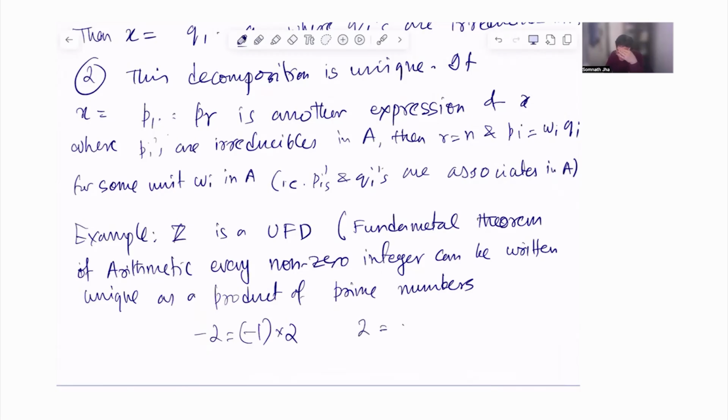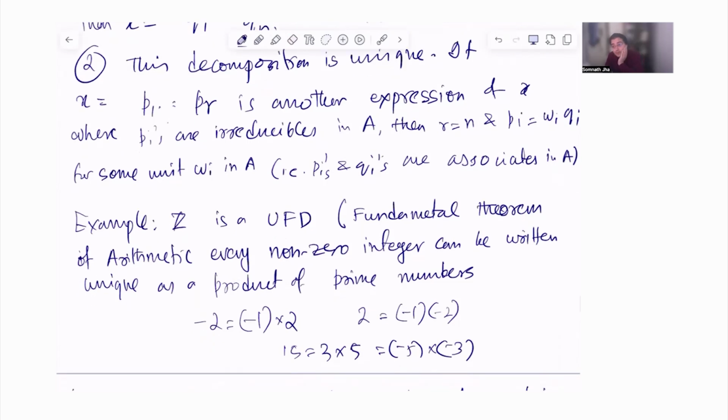Or 2 equals minus 1 times minus 2. Everything is defined up to a unit, like 15 equals 3 times 5. You can also write it as minus 3 times minus 5. And minus 3 is also a prime element, because the ideal generated by minus 3 is a prime ideal. So everything is defined up to units, up to associates. This decomposition holds, and this decomposition is unique. So this is the example that Z is a UFD.